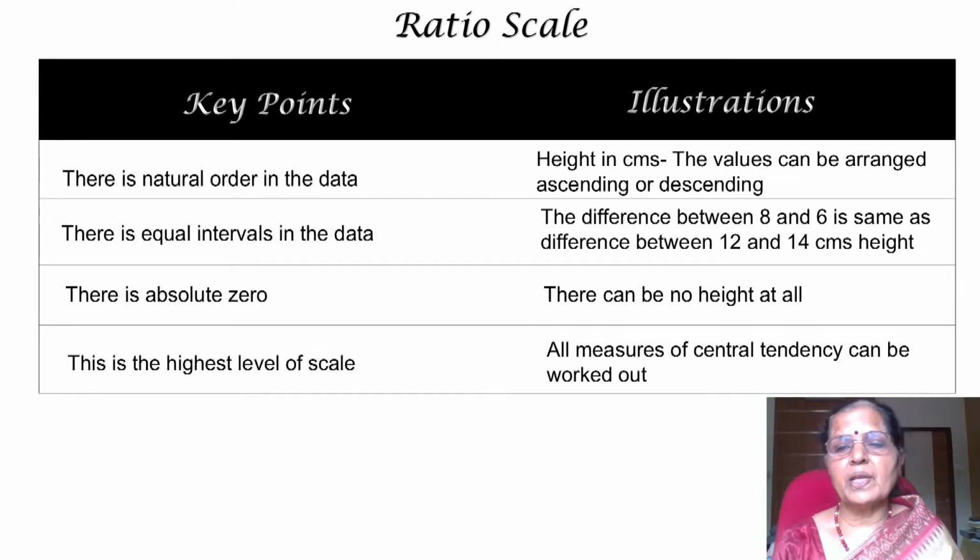With ratio type of variables, we can do any statistical calculations like mode, median, mean, and we can also compare the value of the data because we can express them in ratios. All types of descriptive statistics and inferential statistics are possible with this type of data in ratio scale.